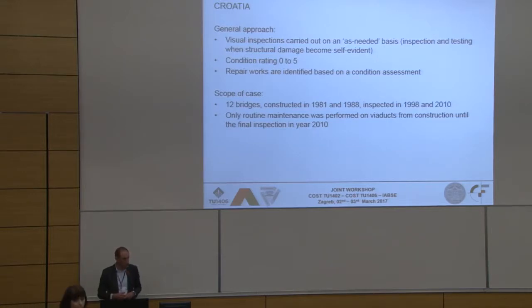So we looked at 12 bridges. Those were constructed in the 1980s, between 1981 and 1988. And we looked at the inspection data from two inspections. The first inspection was carried out in 1998 and the second in 2010. So we had some idea about the development of the condition and of the maintenance costs which were foreseen for those bridges over time. And the idea here is that for those bridges only routine maintenance was carried out from the date they were constructed up to the inspection in 2010.